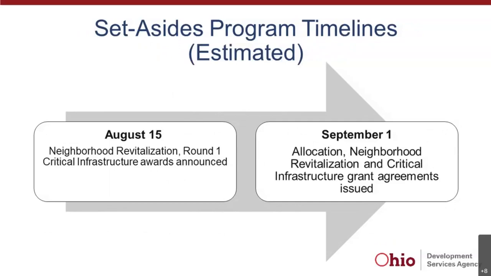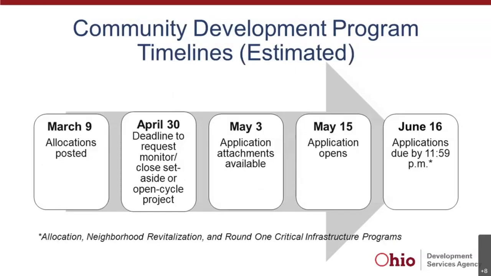So picking up on slide 10, allocations were posted March 9th. Communities that have neighborhood revitalization and critical infrastructure grants that have been completed and all of the funds have been drawn can request OCD to monitor and close the grant. This will increase the number of new applications a community can submit. This request needs to be made to us in writing, email is fine, by April 30th. That's a week from this Friday.